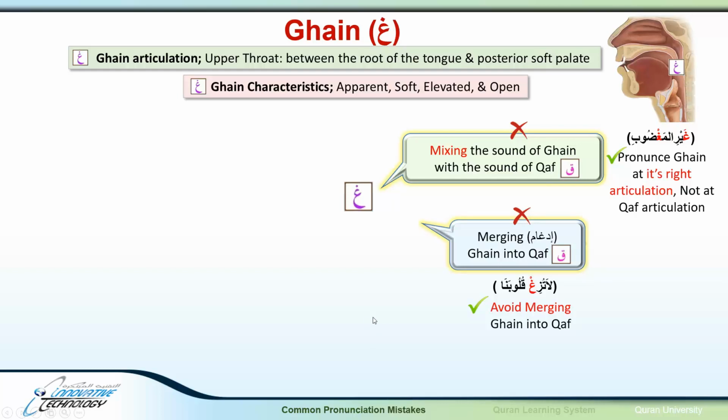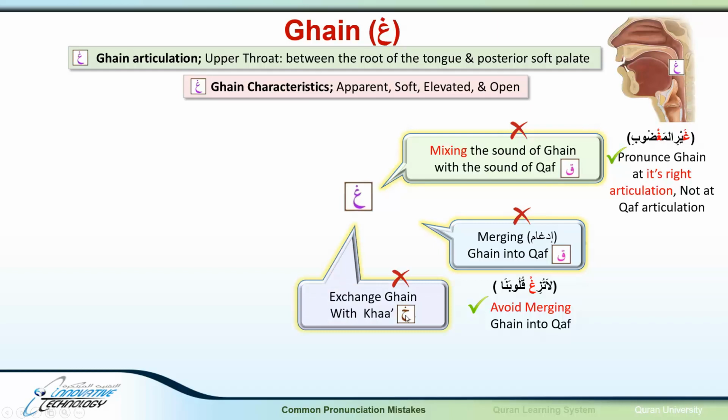The third mistake is exchanging the ghain with the kha. Example, yakhsha. We have a ghain here, and instead of pronouncing yaghsha, we pronounced yakhsha. This is wrong. The right way of pronouncing it is yaghsha. So we shouldn't replace the ghain with a kha.